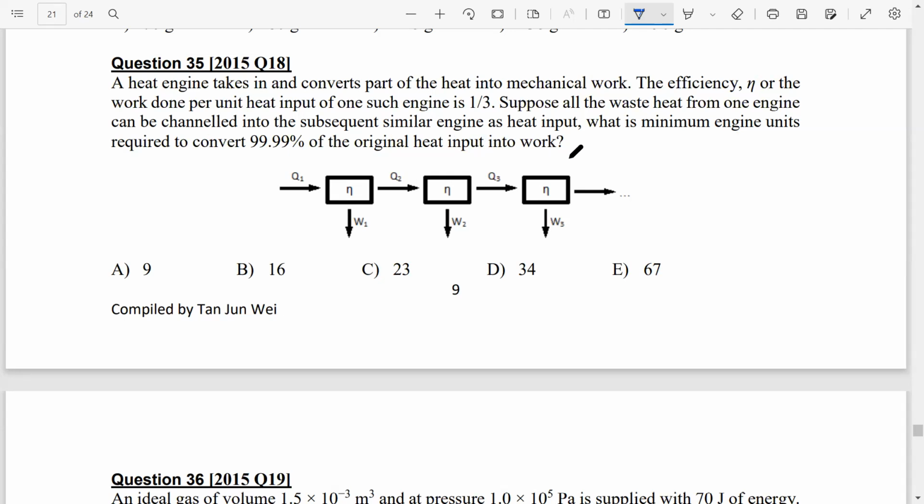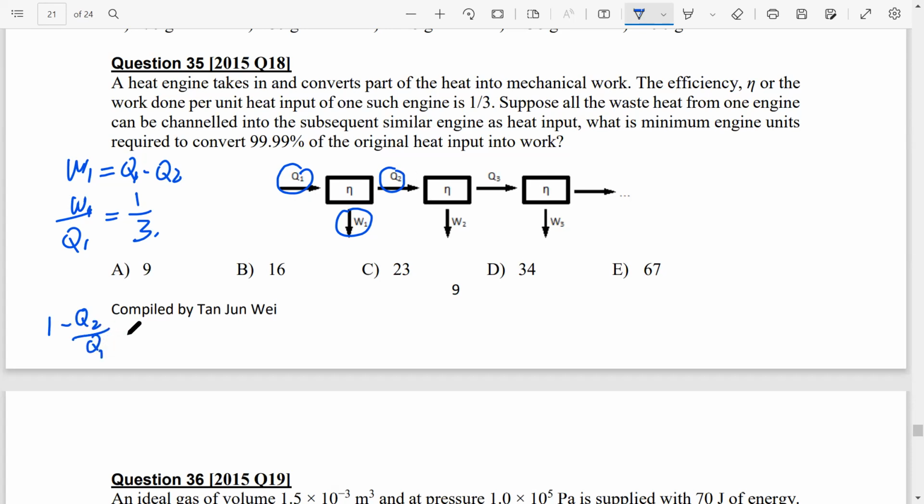Okay. So efficiency is 1/3. We already went through that just now. So this is the input. This is the wasted. This is the useful output. So this means that Q1 minus Q2 is the first thing. W1 is definitely Q1 minus Q2. And W1 over Q1 is the efficiency. This is now going to be 1/3.